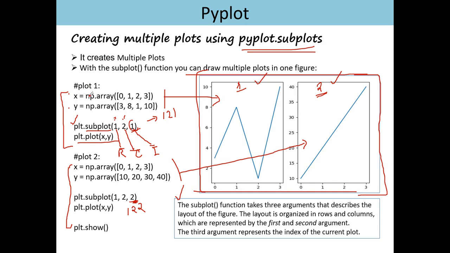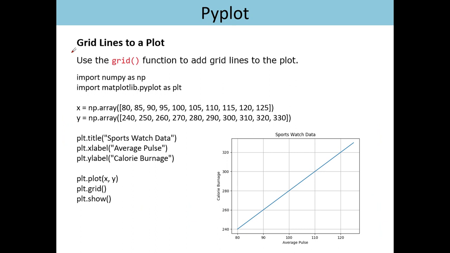The last one in the subplot is the index. See here, I have written somewhere that rows and columns are represented by the first and second arguments, and the third argument is represented as the index, meaning the number of which plot it signifies. One is the first plot, two is the second plot.